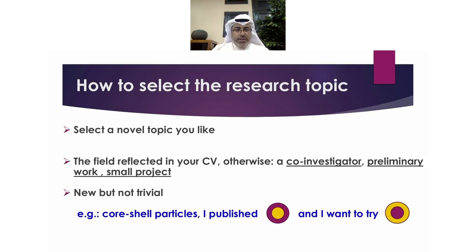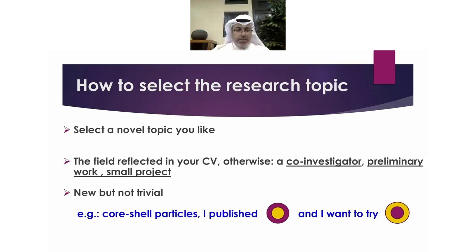Let's say you are a junior researcher and you still don't have publications. In this way, you can have a co-investigator with a good CV to help you, or you can perform preliminary work related to the topic of the project, and show the reviewer that you are familiar with the project. Or you can start with a small project. With a small project, it's okay if your CV is not very solid. But for a large project, either you have a good CV or a co-investigator to help you, or preliminary work that shows that you can do the work.